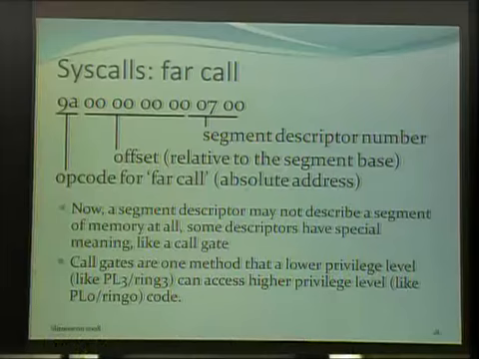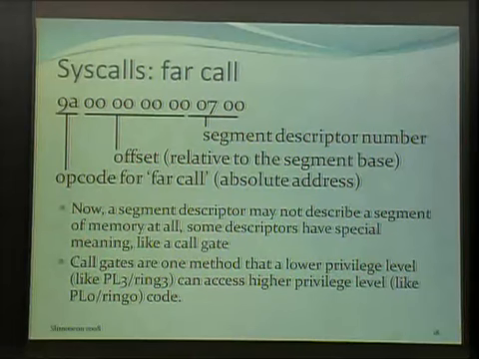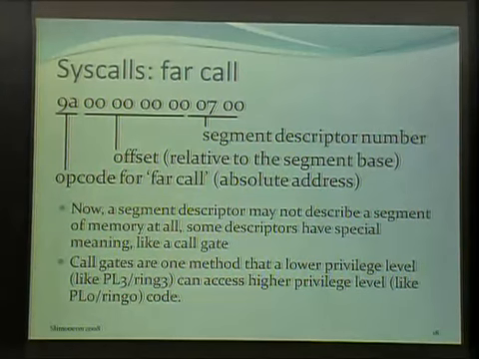So for example, we can jump to offset 0 of segment 7. We have our opcode for a far call, 9A. We have our offset, which is going to be relative to the segment base address coming from the GDT. And then we have our segment descriptor number, so this is going to be segment 7 in the GDT. Segments in general relate to regions of memory, but they don't have to. There's plenty of other types.